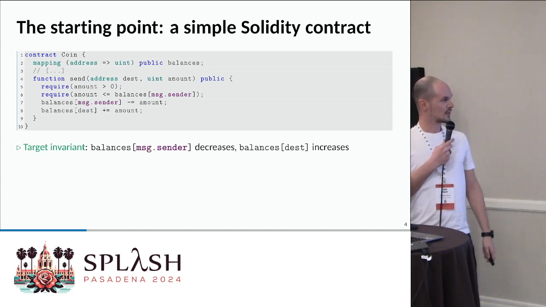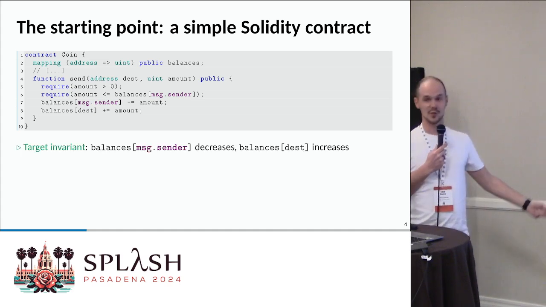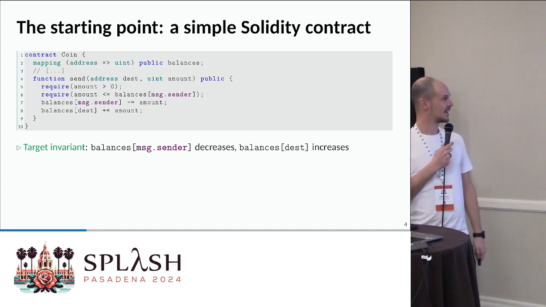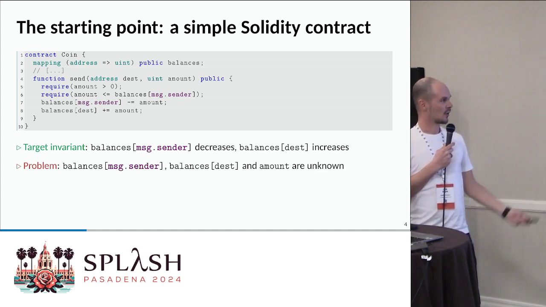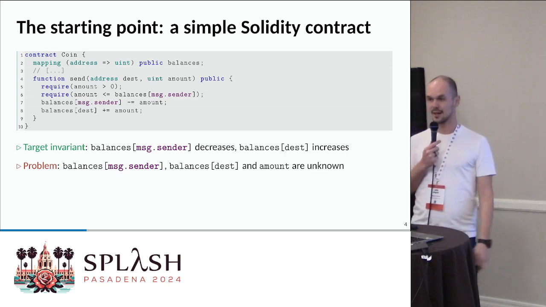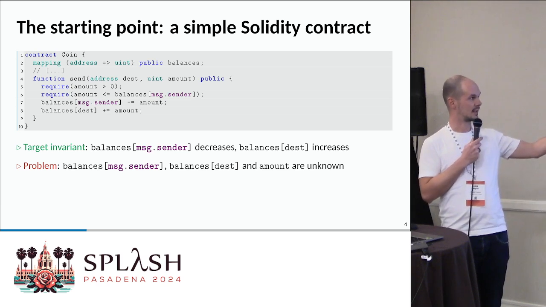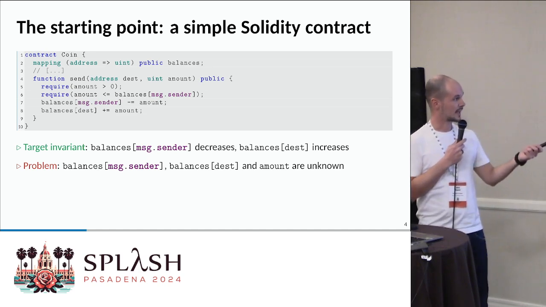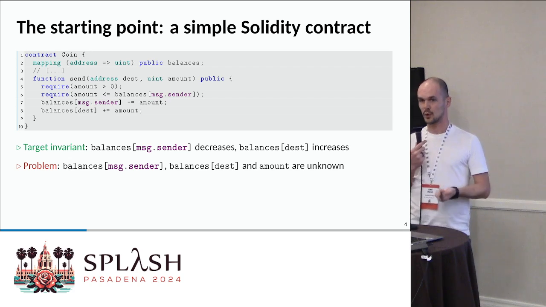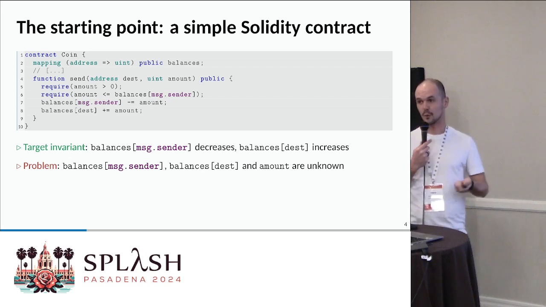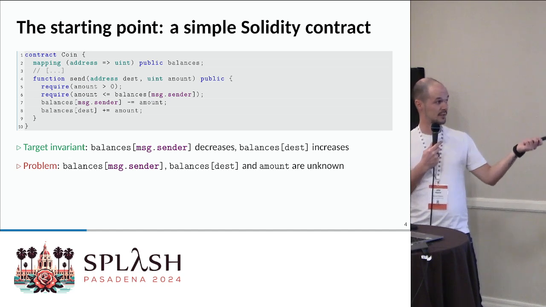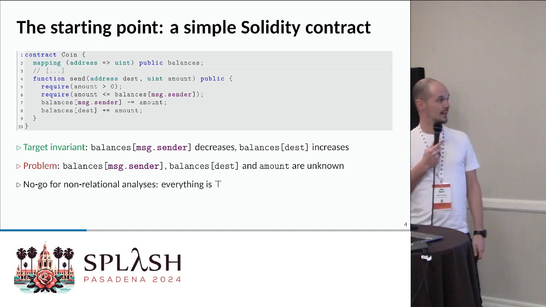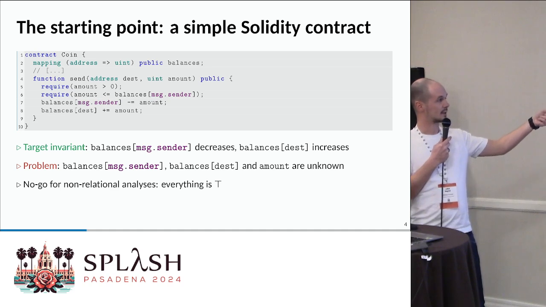So what we would like to show here is that obviously only one account can increase and only one account can decrease, which seems pretty straightforward. But the problem here is that all of the numerical quantities going around here are statically unknown. The amount of money in the balances keeps changing from one transaction to the next one, and the amount is really user provided. So there's no way of knowing what values these variables will take. So this is a no-go for any non-relational domain. Every amount is top, every quantity is top.